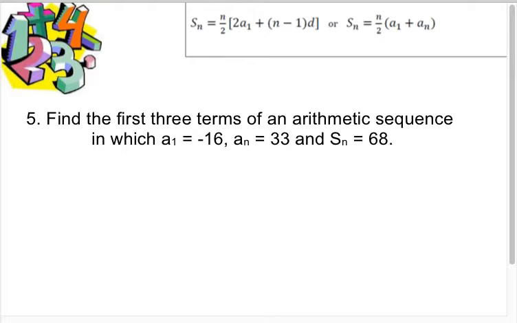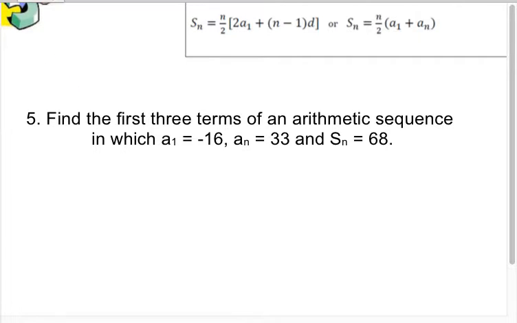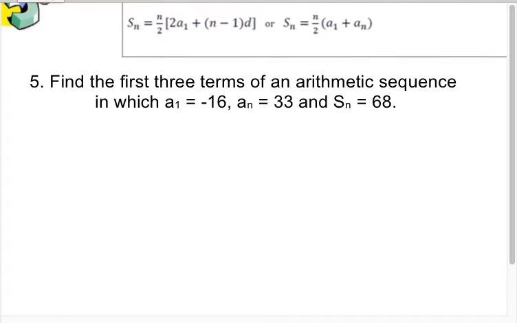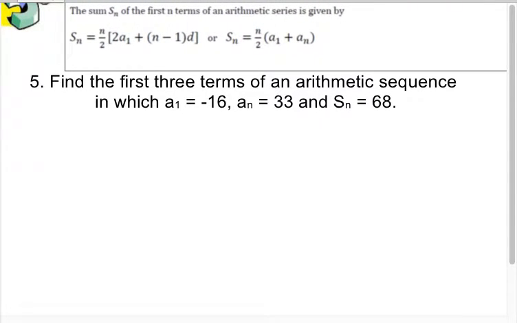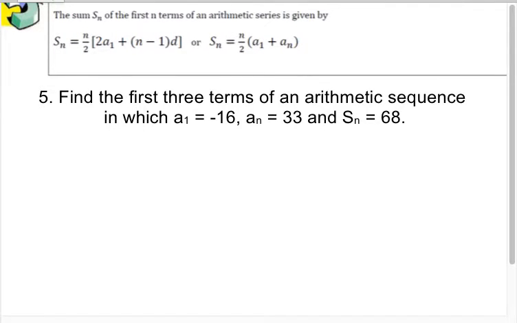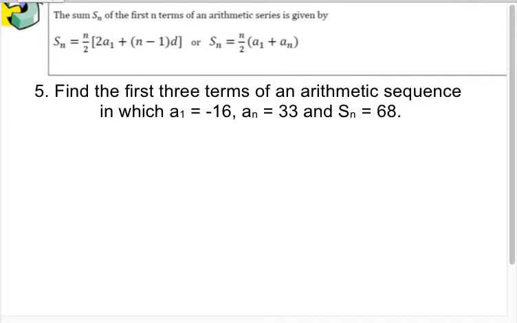Okay, this one's a little bit different. A little difficult, but I'm going to walk you through it and show you can use these formulas basically in a little bit different way. It says find the first 3 terms in an arithmetic sequence. A sub 1 is negative 16. A sub n, my last term, is 33. And the sum of the series is 68.